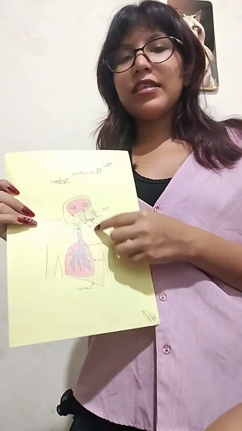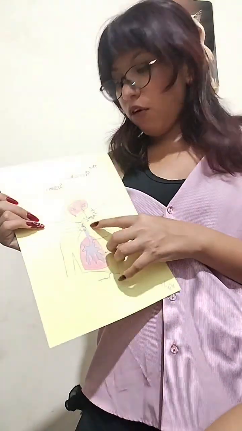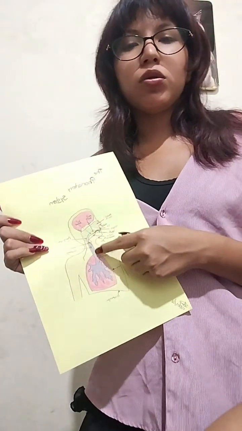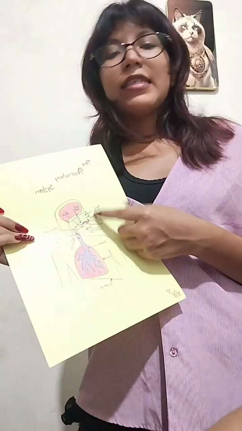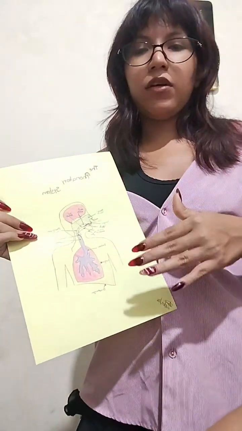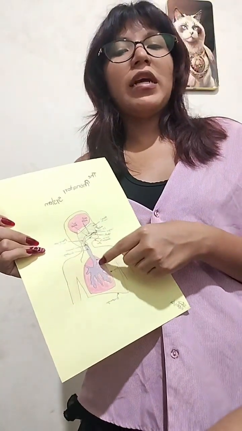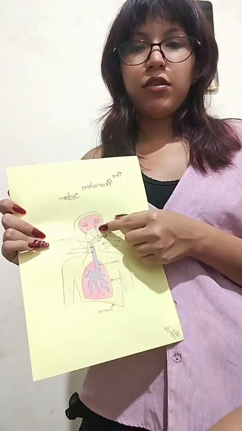The pitch of the voice depends on how fast the vocal folds or vocal cords vibrate. Faster vibrations produce higher sounds, while slower vibrations produce lower sounds. The loudness of the voice depends on the amount of air pressure coming from the lungs.